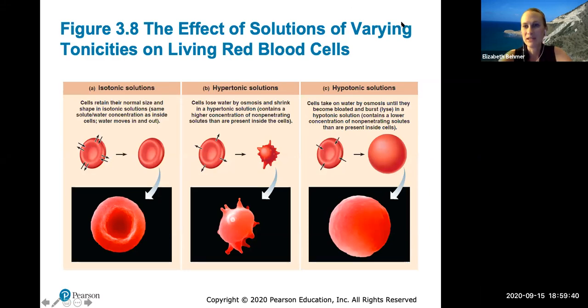So what happens if you are marooned at sea and you're so thirsty and you drink salt water? Why is drinking salt water bad for your cells? What do you guys think?